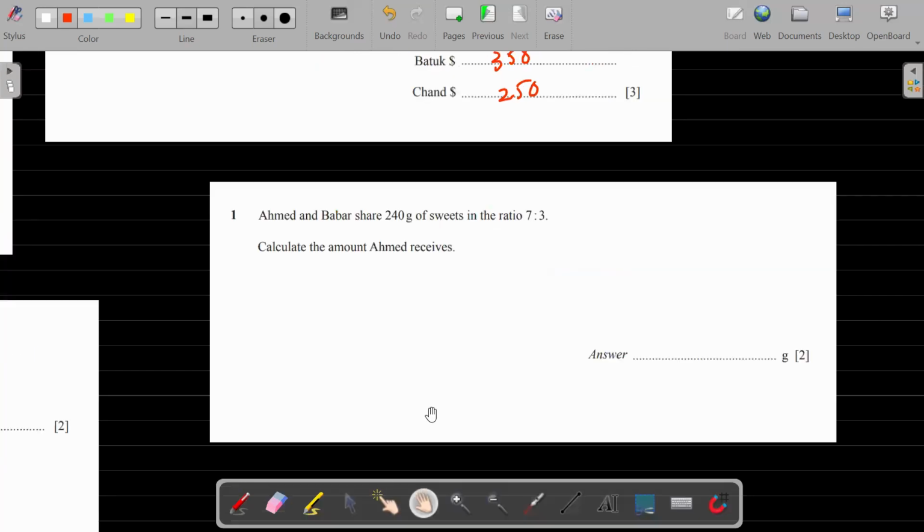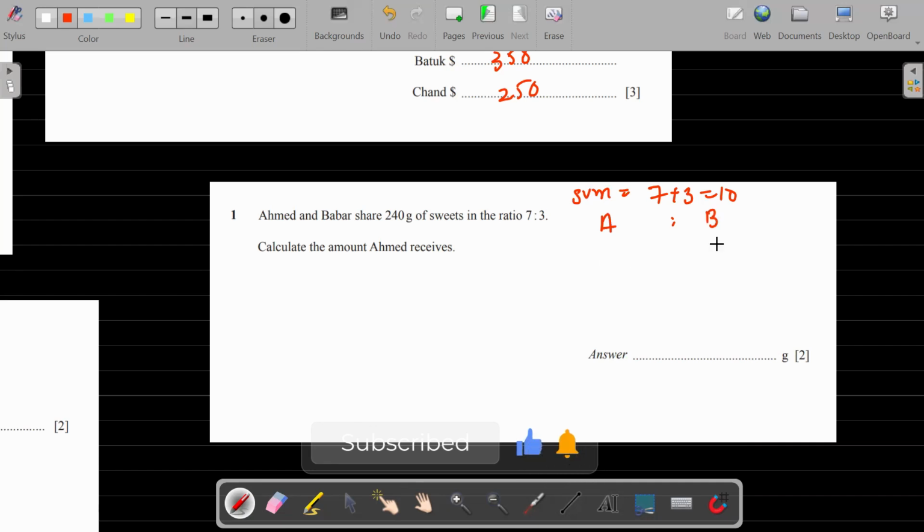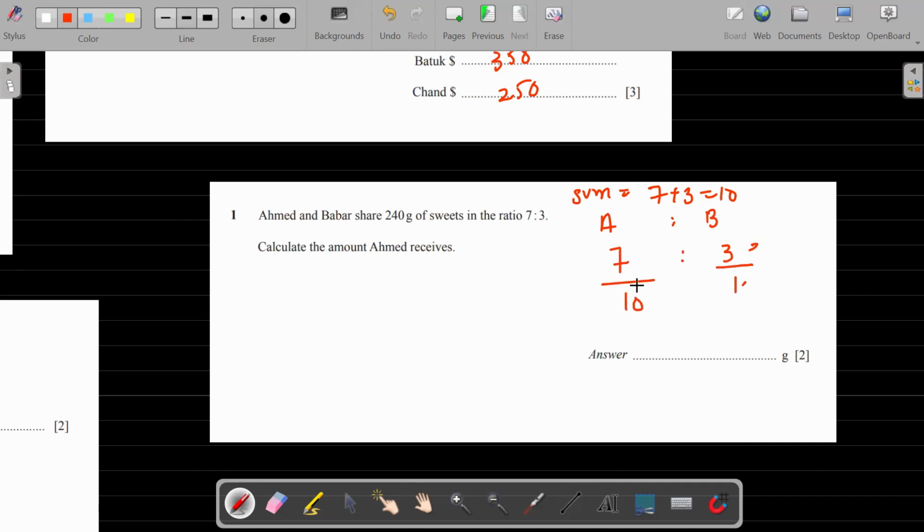Let's do it. Ahmed and Babar share 240 grams of sweets in the ratio 7 to 3. Calculate the amount Ahmed received. It's also the same. Step number one, sum of ratios is 7 plus 3, which is 10. Sum of ratio over the ratio. Ahmed and Babar, it is 7 ratio 3. So divide it with 10 on both. So I'm going to multiply it with 240.